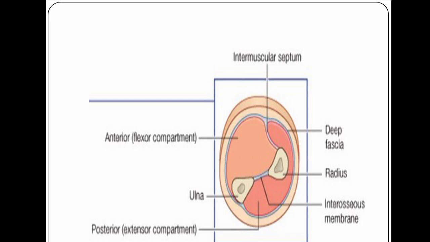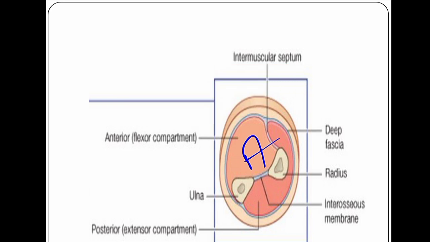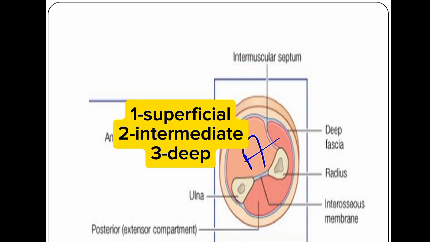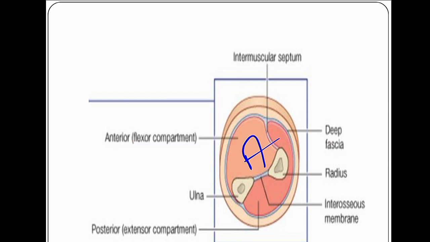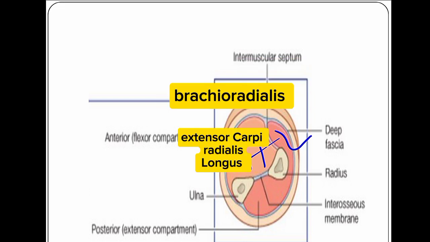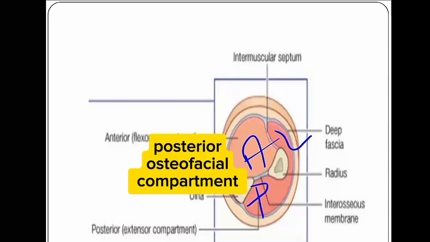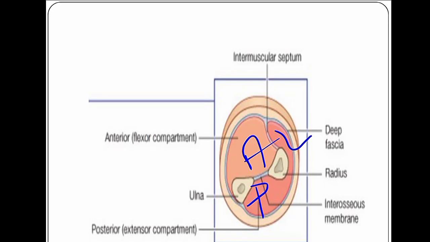When we talk about the anterior compartment, it has eight muscles which are arranged in three main groups: superficial, intermediate, and deep groups. These groups will be discussed in the muscular anatomy of the upper limb. And about the lateral compartment, it has two main muscles, brachioradialis and extensor carpi radialis longus muscle. And the third one is the posterior compartment, which has two main groups of muscles consisting of a total of 10 muscles arranged in two groups. That's all about the osseofascial compartment of the forearm.